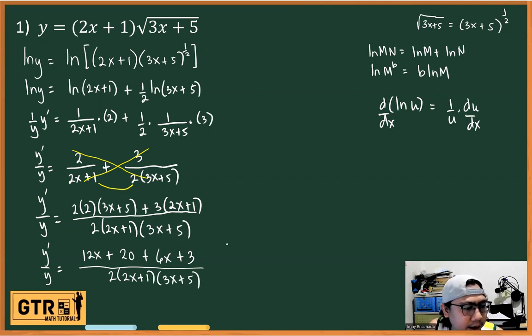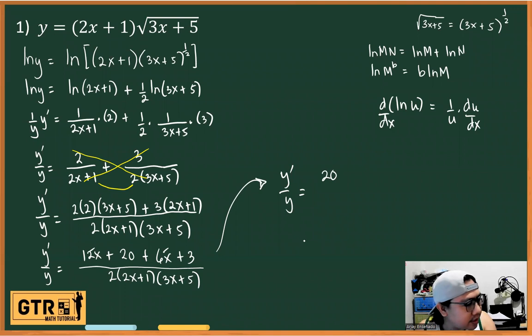Okay, so simplify. So y prime over y equals, combine like terms, 12x and 6x. So that is equal to 18x. Ba't naging 20? Saan galing 20? 12 plus 6. 18x.